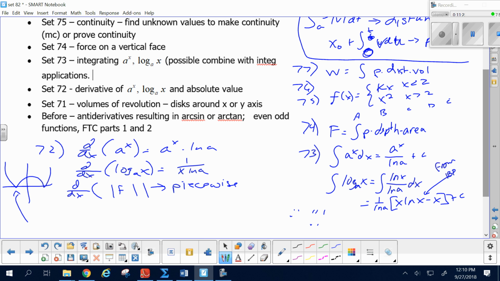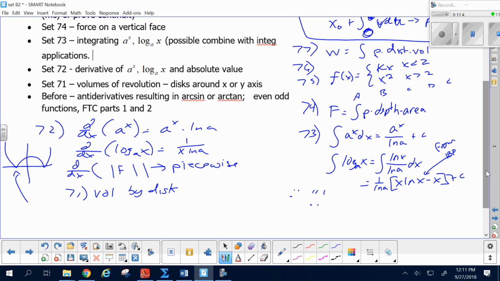Step 71 is volumes of revolution by disk. That seems to be going well, volume by disk. And like all calc tests, I'm likely to combine ideas like volumes with integrating exponentials, putting together two ideas. That's pretty common, and you guys are good at that.